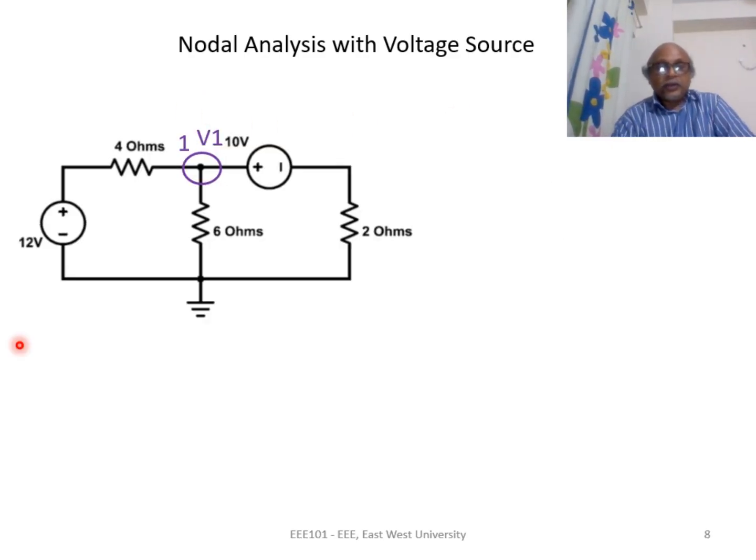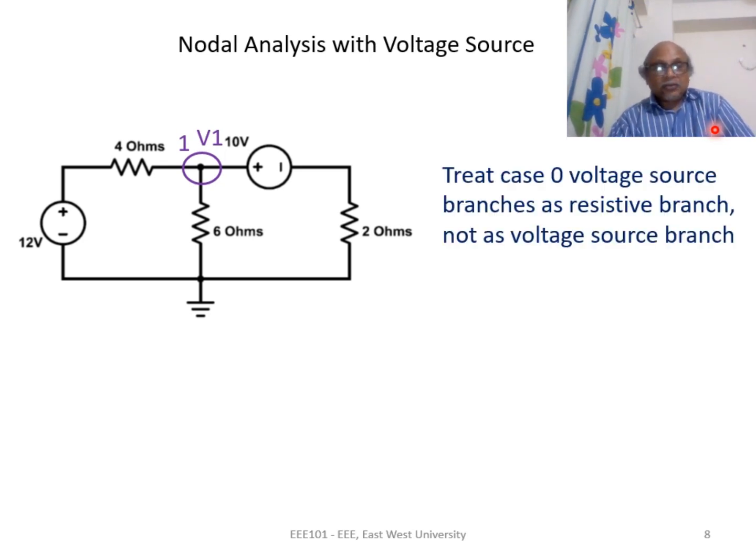Now we look at our circuit. We have assigned V1 voltage to node 1, and as I mentioned in the previous slide, we will treat both branches as resistive branches. Case 0 voltage source is not treated as a voltage source branch, it is treated as a resistance branch. Okay, so I will need the voltage at both ends of 4 ohms.